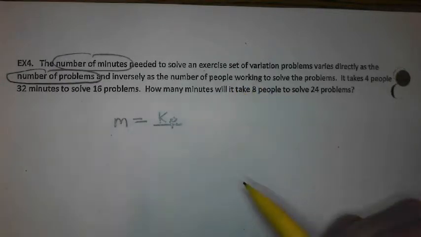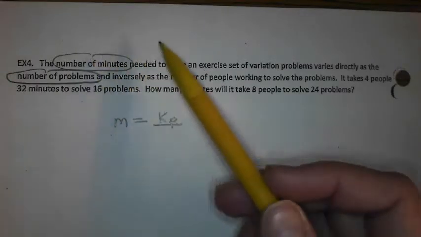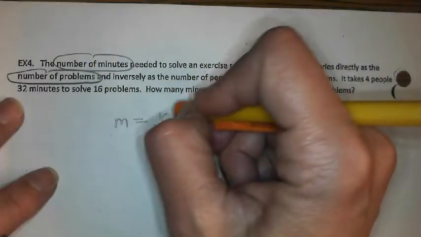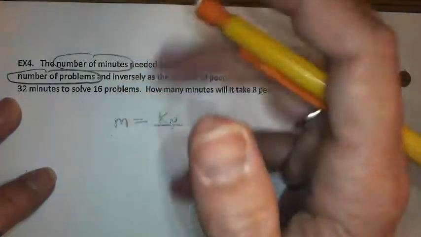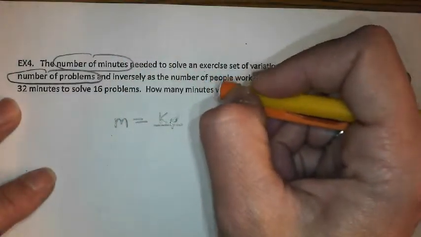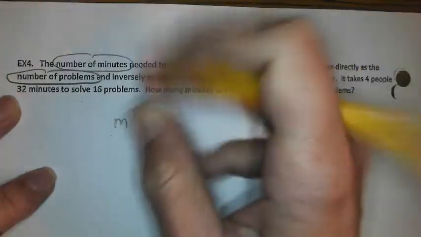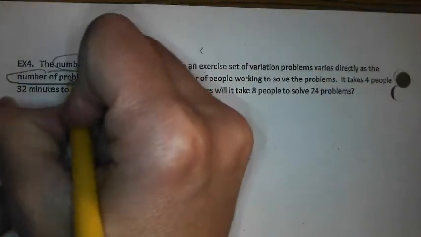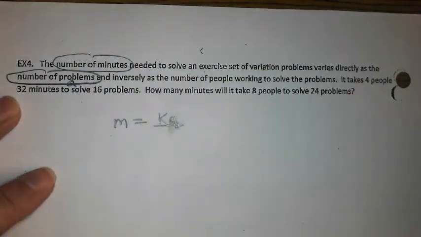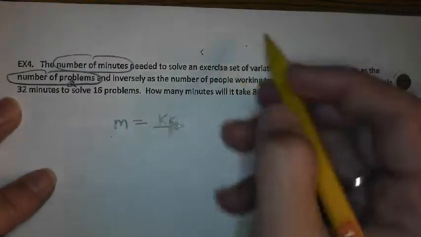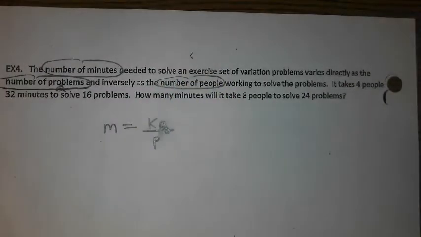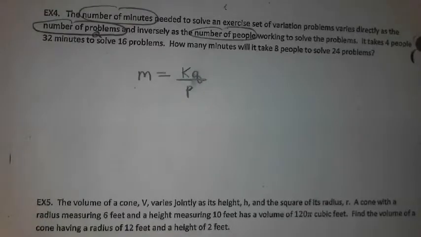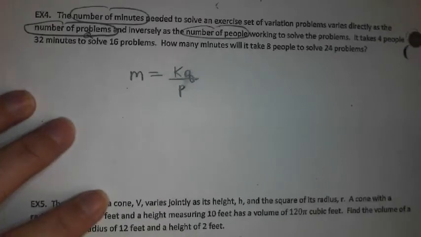Number of minutes, you know. We'll do people. Persons. Number of questions. I like it. We'll have that be Q. Inversely is the number of people. P is people. Perfect. That's a small problem. And then just plug in the numbers and find your K.